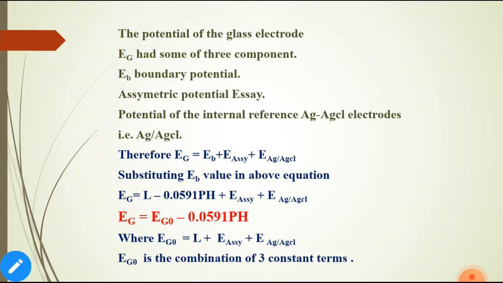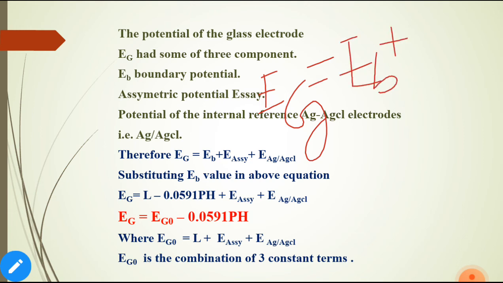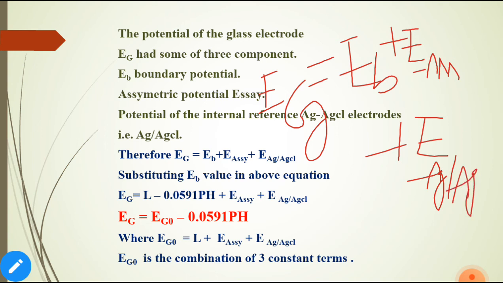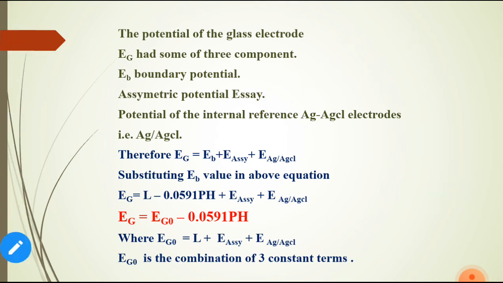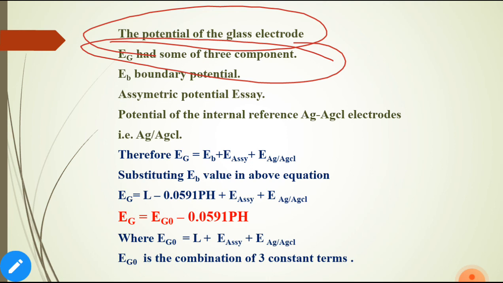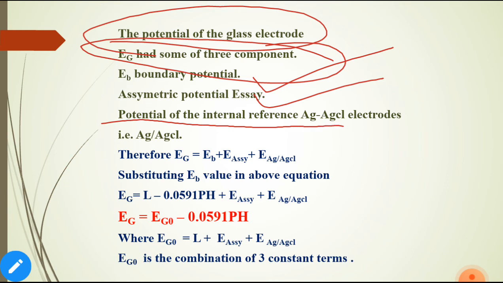Then the glass electrode potential Eg consists of three terms. One is the boundary potential, second is the asymmetric potential, and third is the potential of the internal reference electrode, that is, the silver-silver chloride electrode. That's why we write the equation Eg equals Eb plus E asymmetry plus E AgCl.